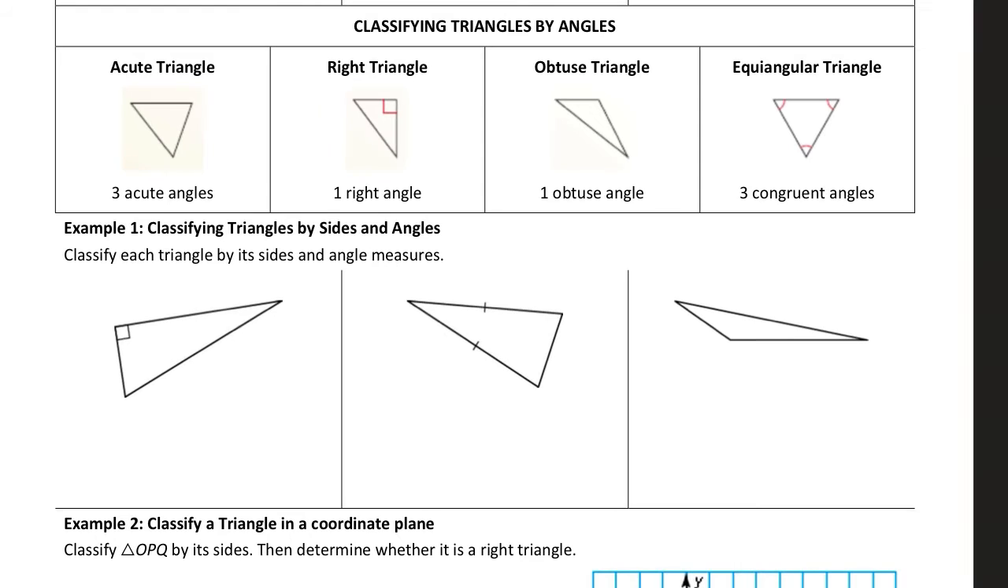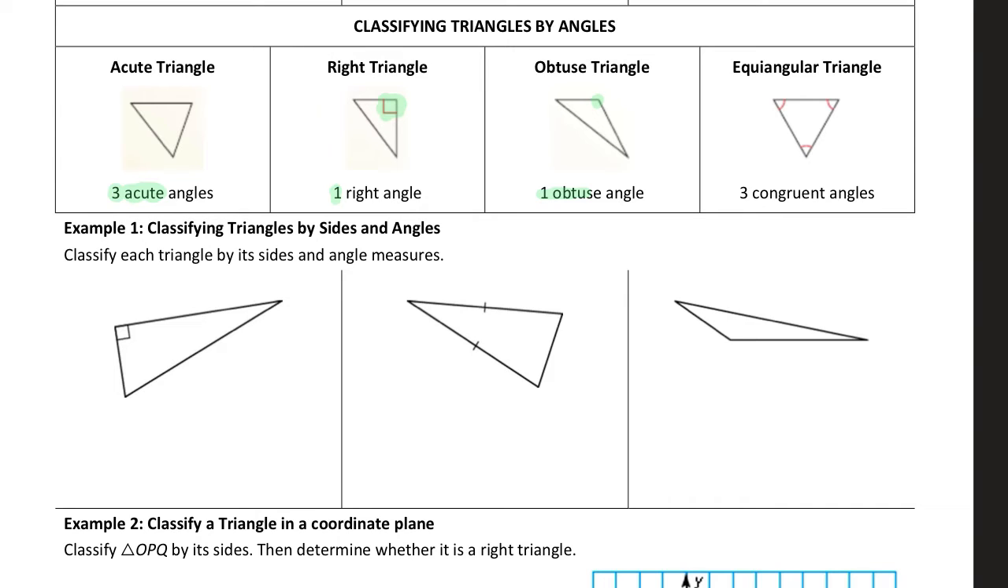Classifying triangles by their angles. An acute triangle is a triangle with three acute angles. Okay, all of its angles are acute, so that kind of makes sense. A right triangle is a triangle with one right angle. One right angle. All right? And then an obtuse triangle has one obtuse angle.